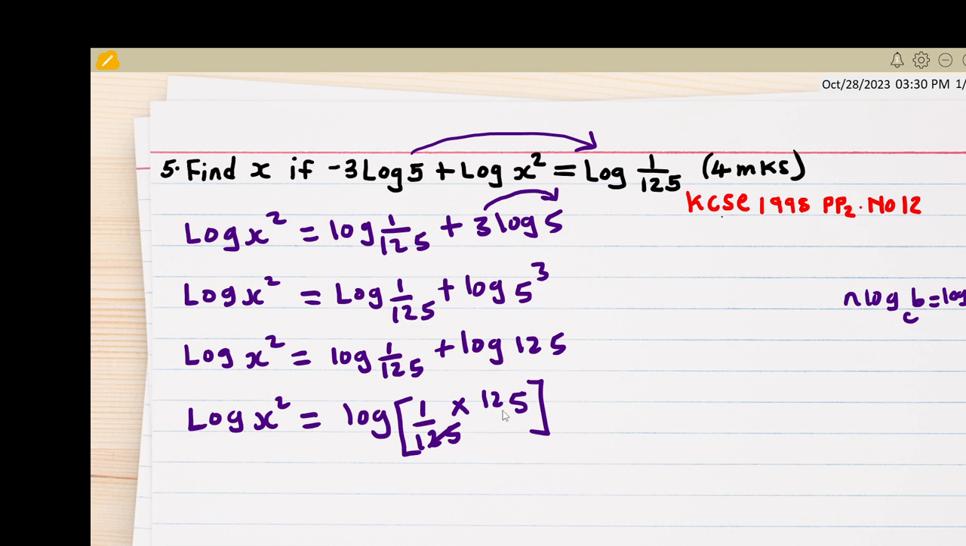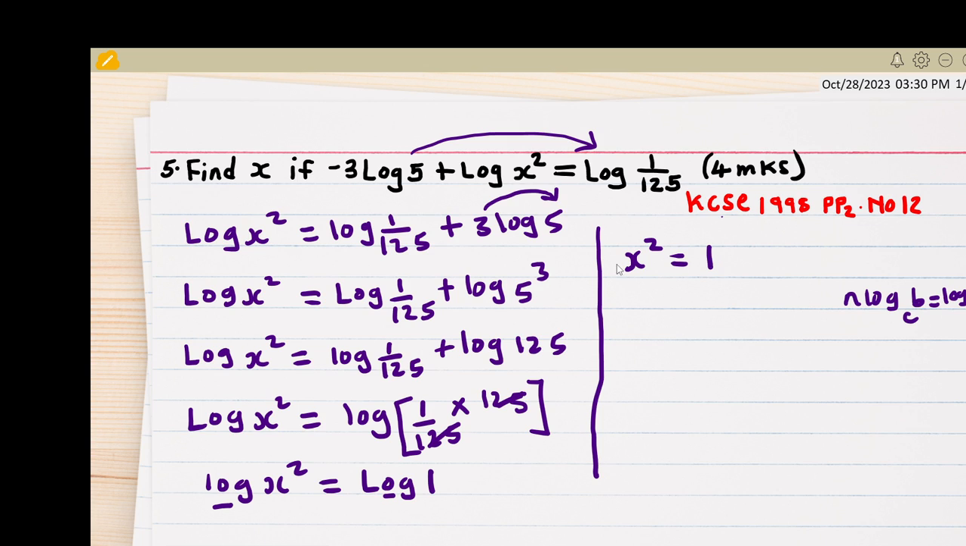Of course 125 and 125 will cancel out, so I remain with the logarithm of x squared being equal to the logarithm of 1. If I drop the logs, because I'm remaining with one log on the left hand side and the right hand side, this will be x squared is equal to 1. Then I take square roots on both sides so that I remain with the value of x, and we know that the square root of a number is usually either plus or minus.